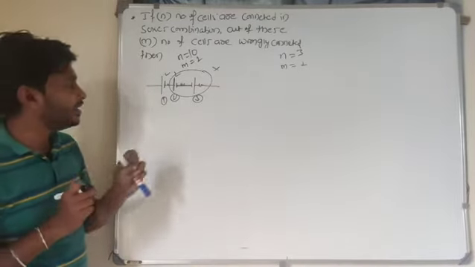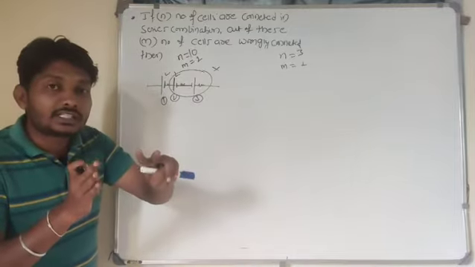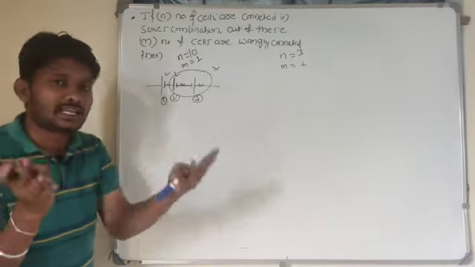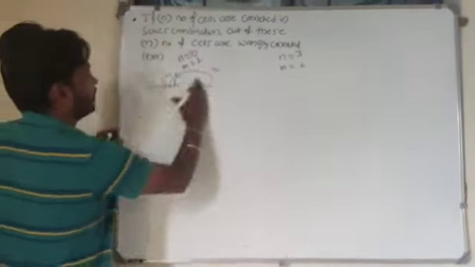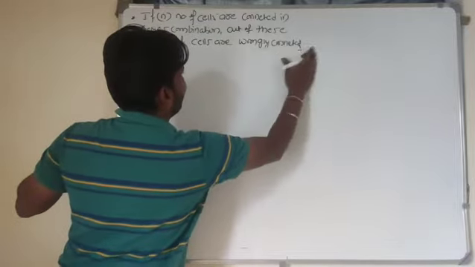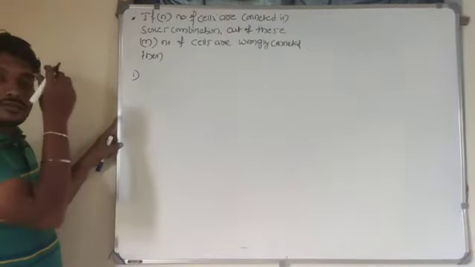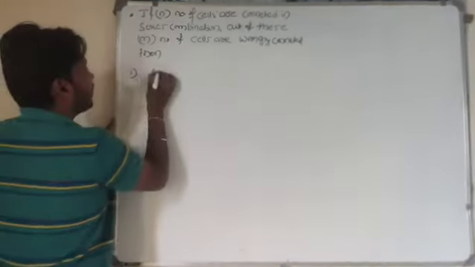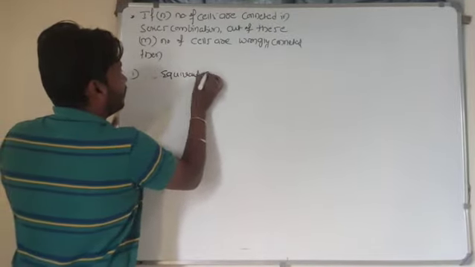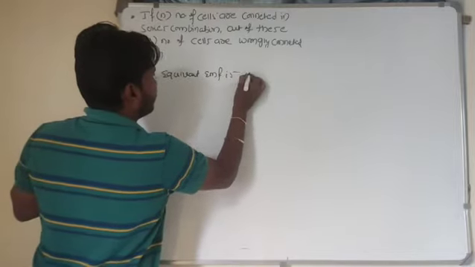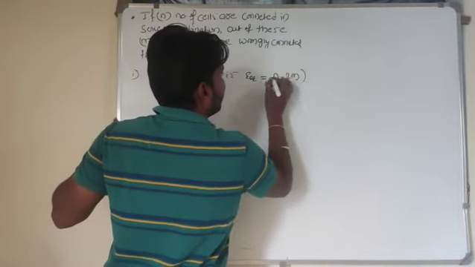So did you get my point here? If 1 cell is wrongly connected, 2 cells will get cancelled out. If 2 cells are wrongly connected, 4 cells get cancelled out here. Then what about the equivalent EMF I need to find out here? If n number of cells are connected in series combination, and out of those n cells, m cells are wrongly connected, the equivalent EMF in this situation is (n minus 2m) into E.